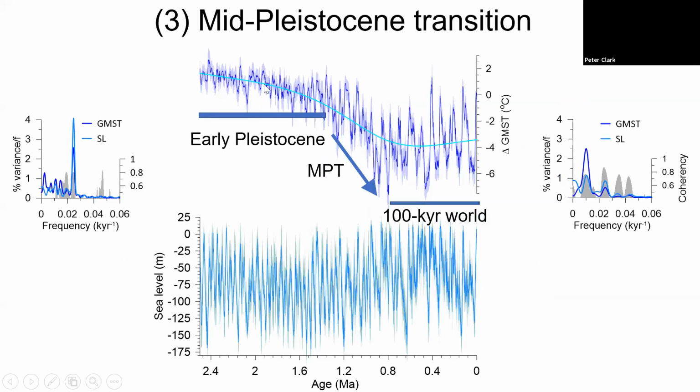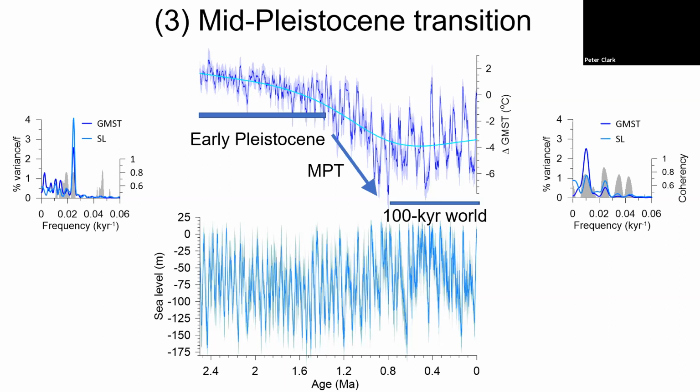We do see the mid-Pleistocene transition in our temperature reconstruction. So that's shown in the middle and the upper panel here. This is for 2.5 million years ago to now, our global mean surface temperature, where we see the early Pleistocene with the lower amplitude, higher frequency transition during the middle Pleistocene to the lower frequency, higher amplitude temperature variability. But that transition in amplitude does not occur in sea level. It does occur in frequency.